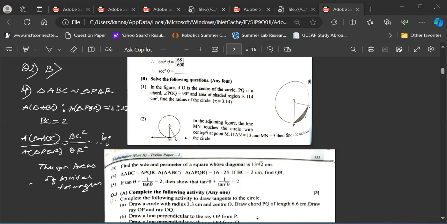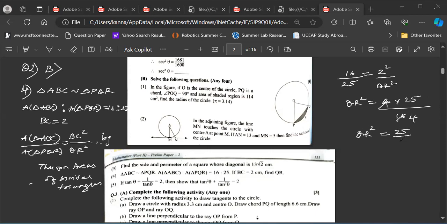What is the ratio of the areas given to you in this sum? 16 upon 25 is equal to 2 square upon QR square. Please have a look here. QR square equals 2 square, which is 4, into 25, the whole thing upon 16, okay? You can cancel 4 times 4. So you get QR square equals 25 upon 4.